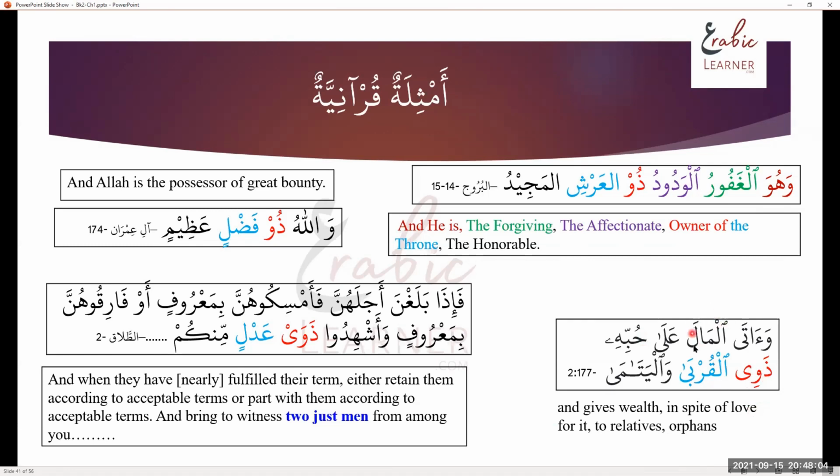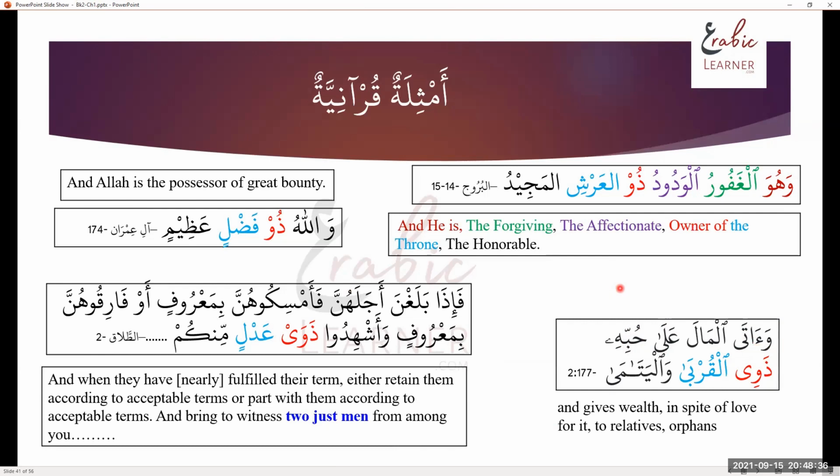Al-mala, can it be fail? No. Ala, can it be fail? No. Hubbi, I told you it is already this. So what is left is ata, gives. This is already indicating an action, gives. It's so simple. Okay. Ata, it is fail al-madi. Understood, brothers and sisters? Is this clear?